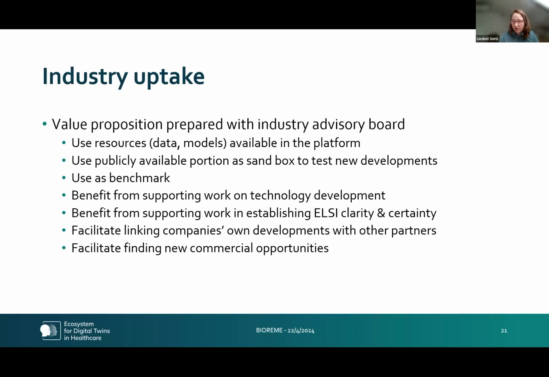And then everything that is done in terms of technology development, in terms of establishing ethical, legal, social clarity and certainty, like liability, IP, all of this, when it's sorted for a public infrastructure, it will also provide more clarity and certainty for them so they can use these developments. And then, of course, as a networking tool to find other partners and to find other commercial opportunities.